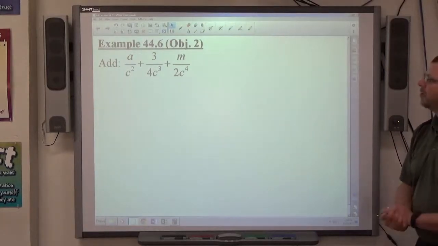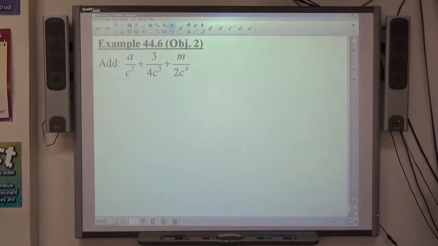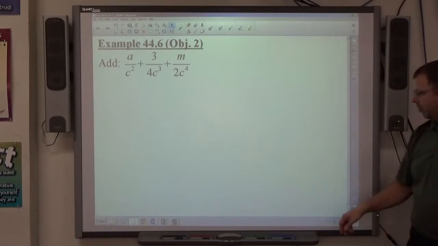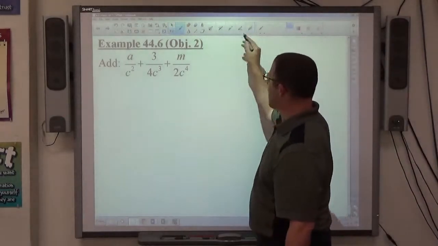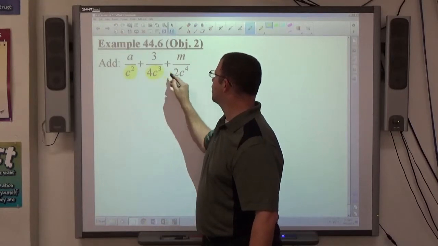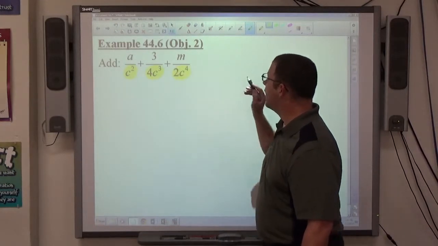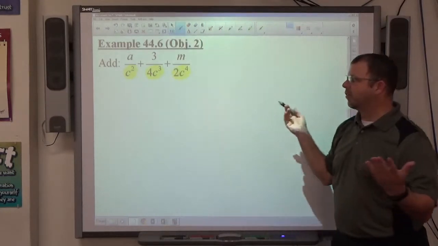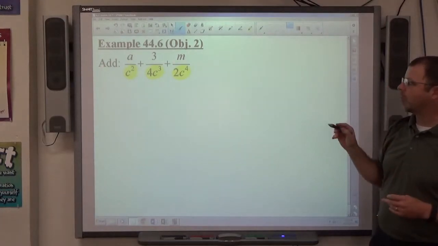All right, example 6. A over c squared plus 3 over 4c cubed plus m over 2c to the fourth. So once again, we have addition of fractions. The denominators are c squared, 4c cubed, and 2c to the fourth. Now this time, the factored form's a little bit more involved. Not a lot more, but just a little bit more.